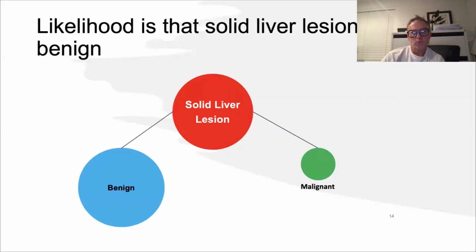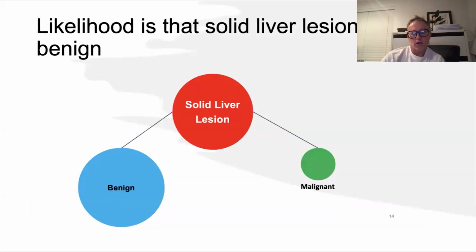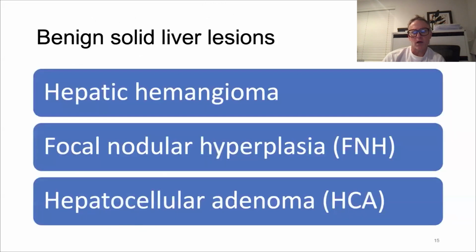So, where are we going? Going back to the first diagram, the solid lesion, is it malignant? The first thing, as I said, is to ask: does the person have chronic liver disease or cirrhosis, or is there a history of malignancy? That helps you exclude malignancy. Then the vast majority of them are benign.